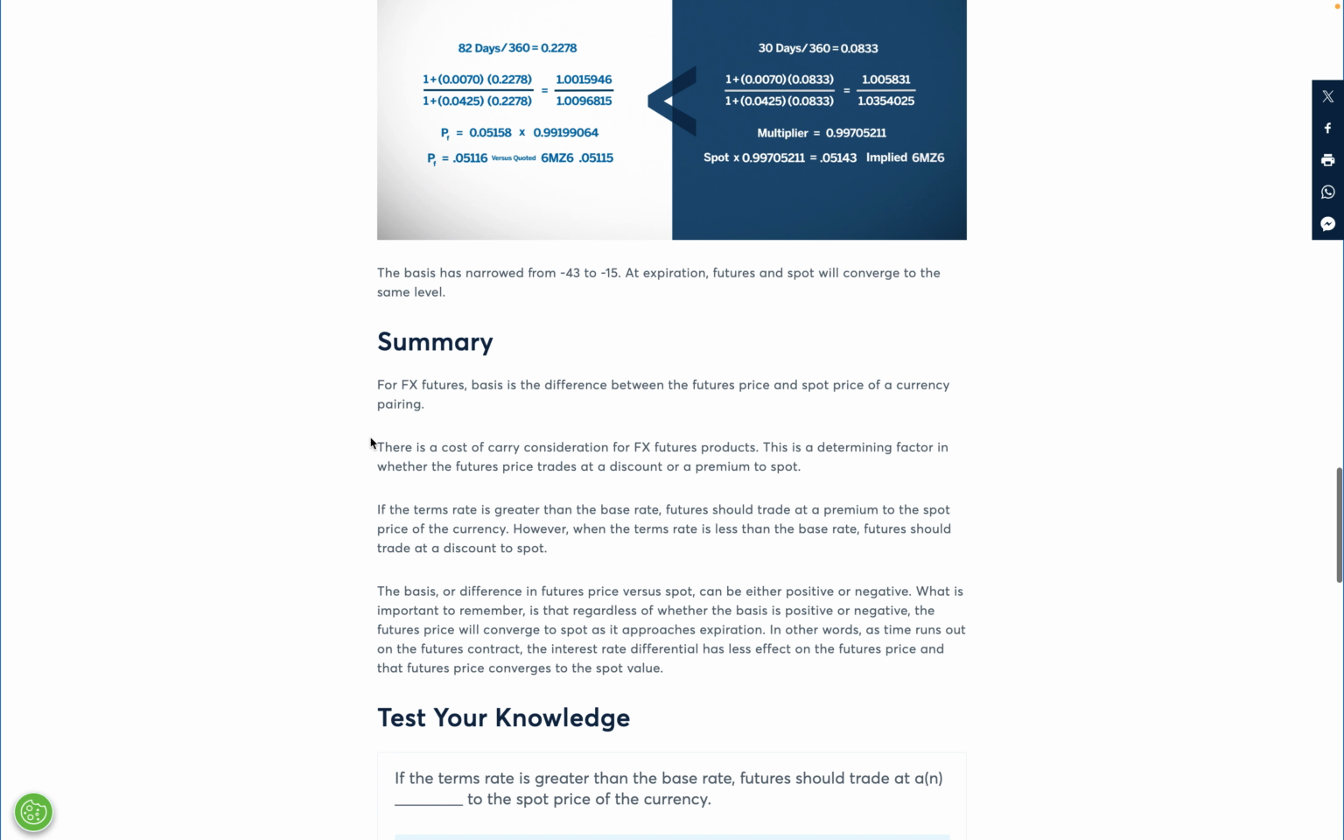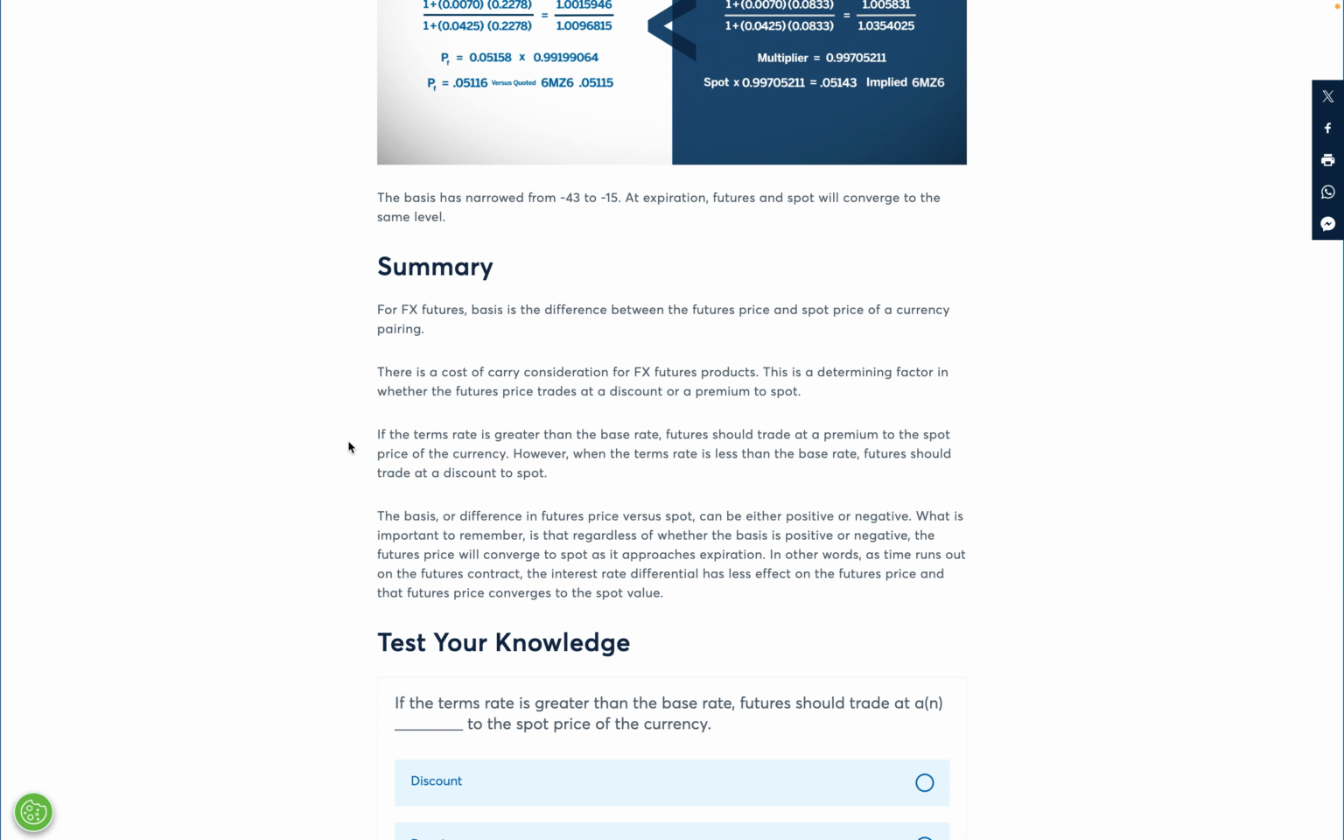In summary, for FX futures, basis is the difference between the futures price and the spot price of a currency pairing. There is a cost of carry considered for FX futures products. This is a determining factor in whether the futures price trades at a discount or a premium in regard to the spot price. If the terms rate is greater than the base rate, futures should trade at a premium to the spot price of the currency. However, when the term rate is less than the base rate, futures should trade at a discount.